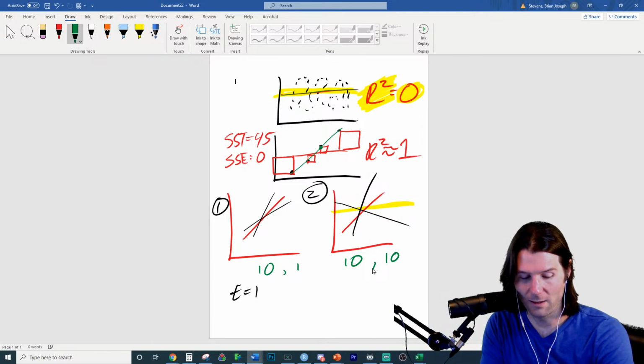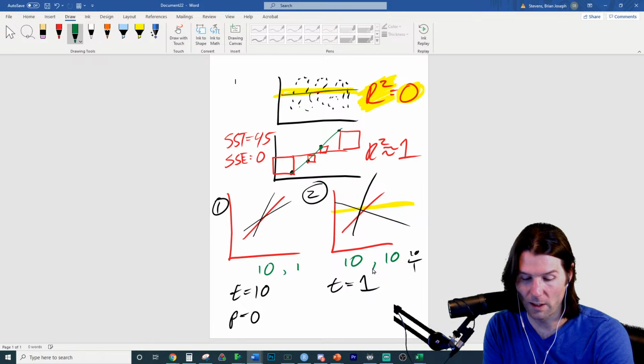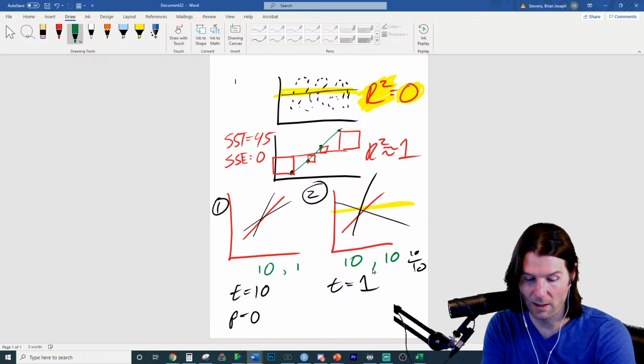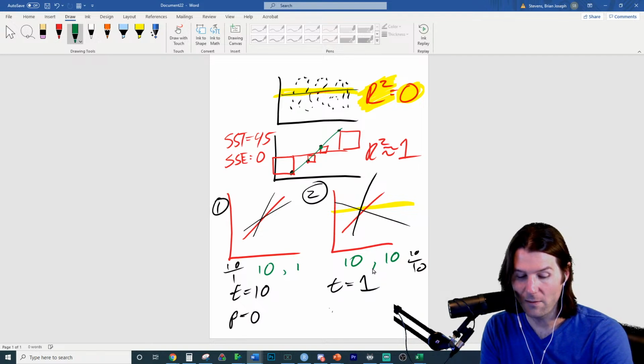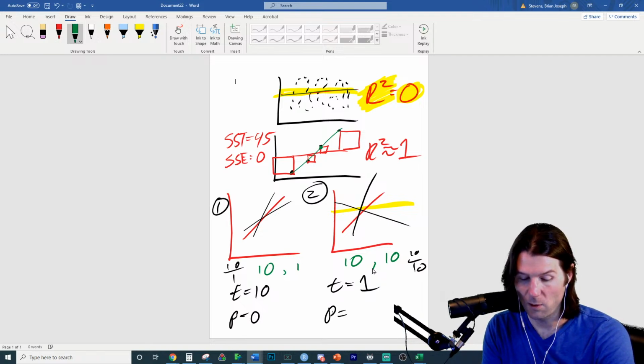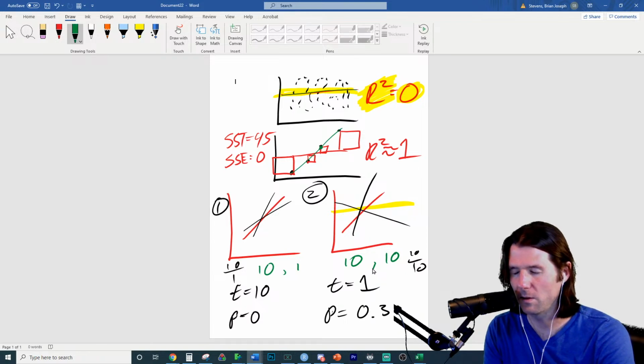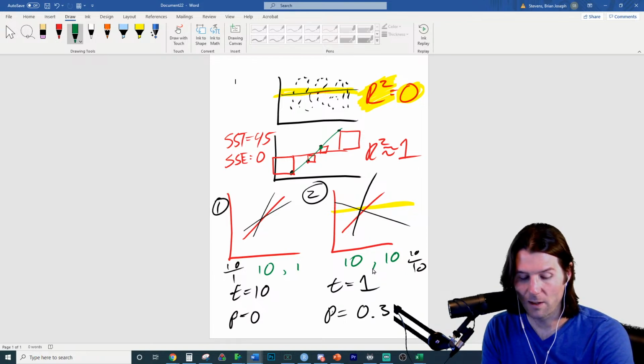This has a t of 10, and that's going to make it a p-value of basically 0 for all intents and purposes. This one has a t of 1. How am I getting this? 10 over 10, and this one's 10 over 1. That's how I'm getting those t statistics right there. And then the p-value on this one is equal to 0.32, or 0.3231 something.